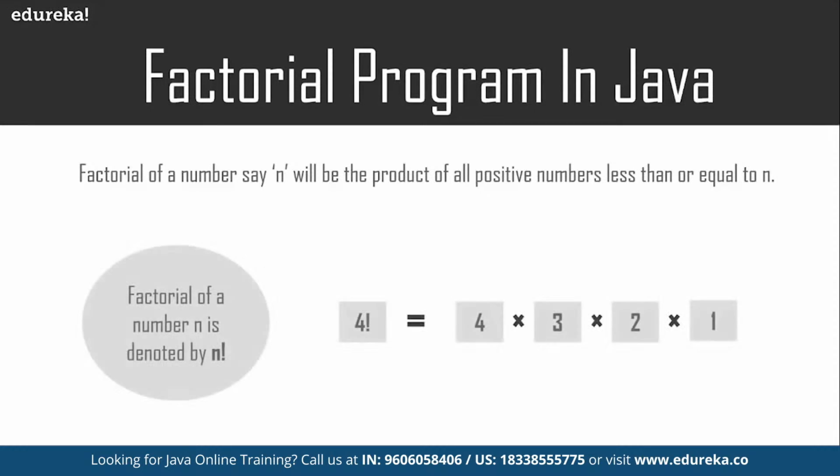to n. So if you want to calculate a factorial of 4, it will be 4 into 3 into 2 into 1. If it is 6, it will be 6 into 5 into 4 into 3 into 2 into 1. Or you can also write it like 6 factorial is equal to 6 into 5 into 4 factorial. Yes? So now let's write a program to calculate factorial of a number.